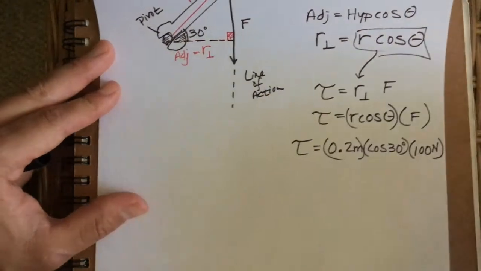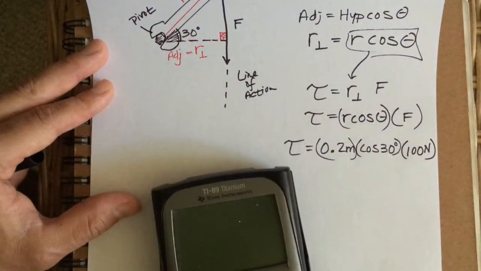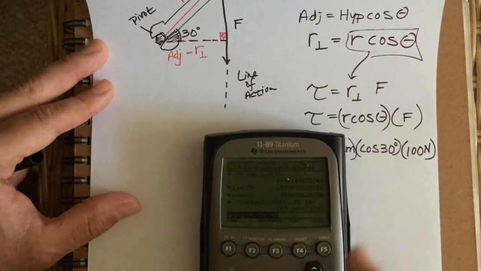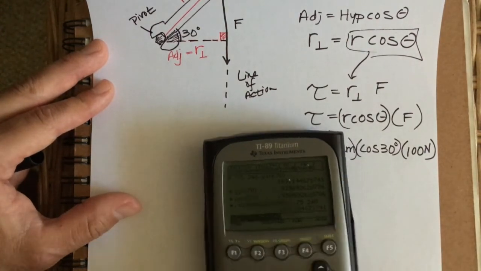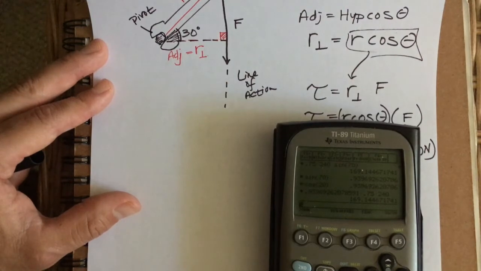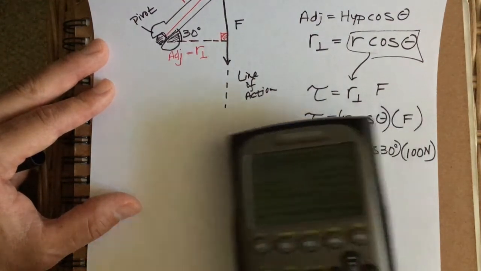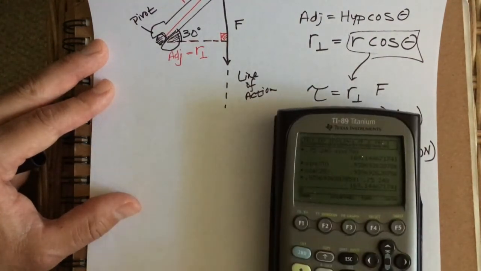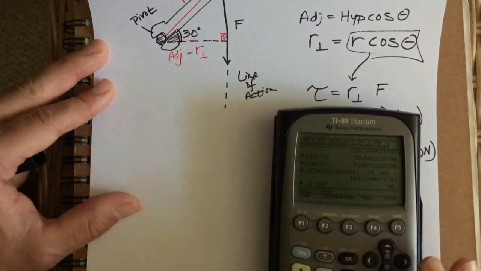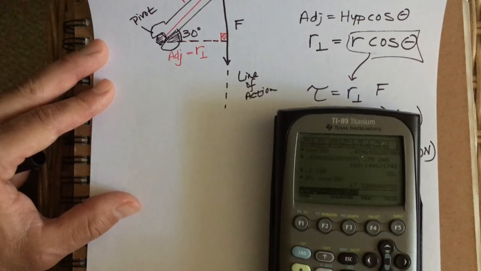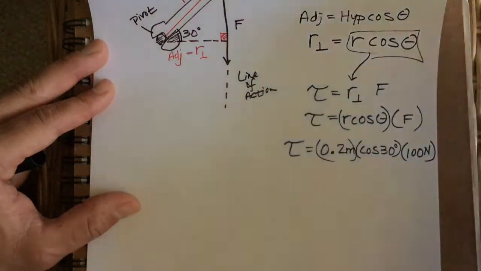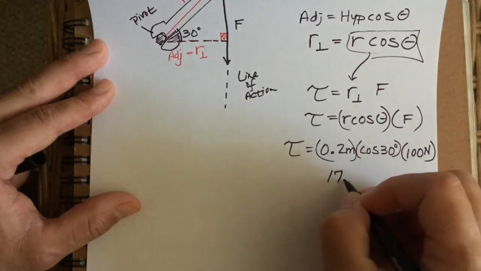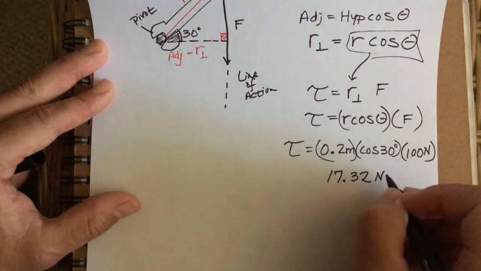So we do the multiplication there, and cosine of 30 is like 0.866, or square root of 3 over 2, right? So we get 0.2 times 100, which is just 20, times cosine of 30, which is equal to 17.32 Newton meters.